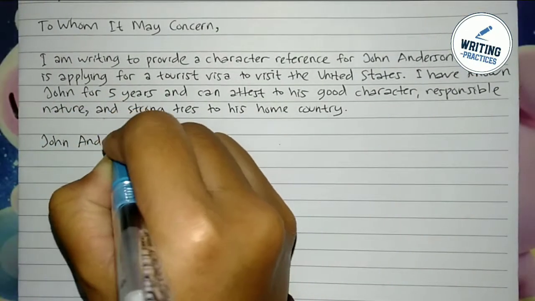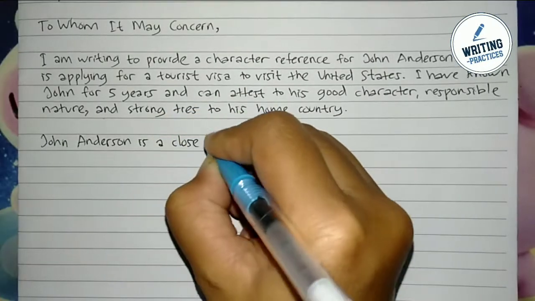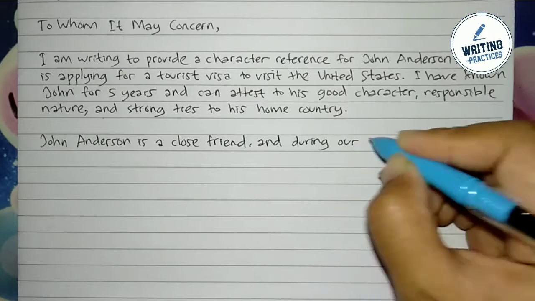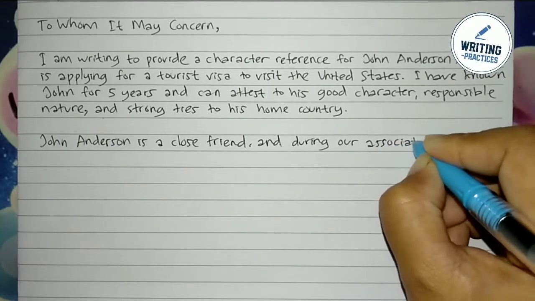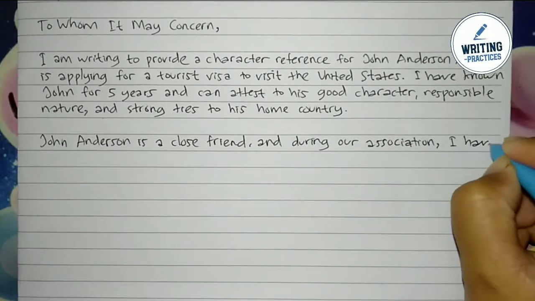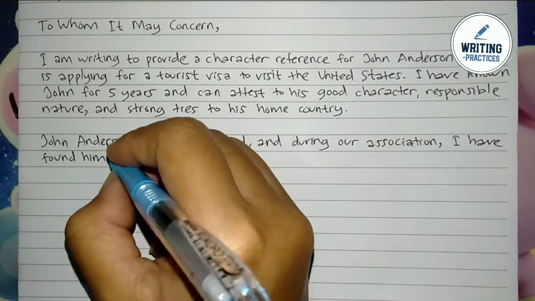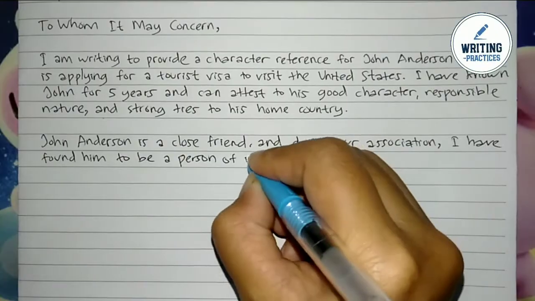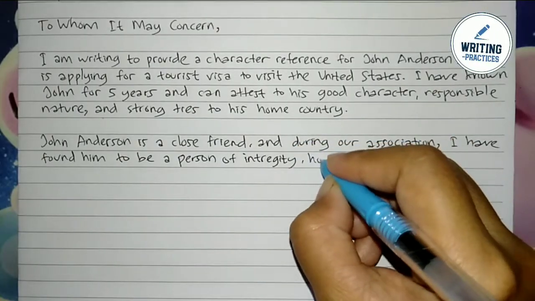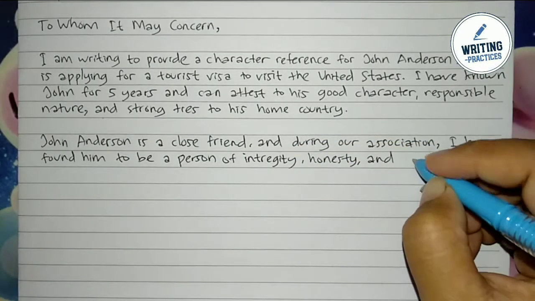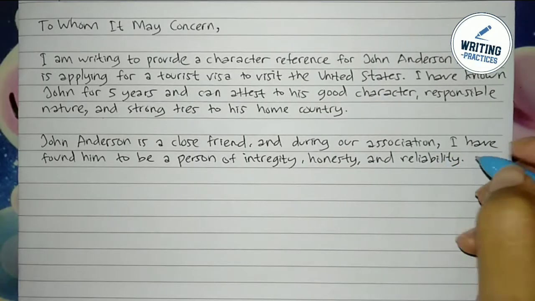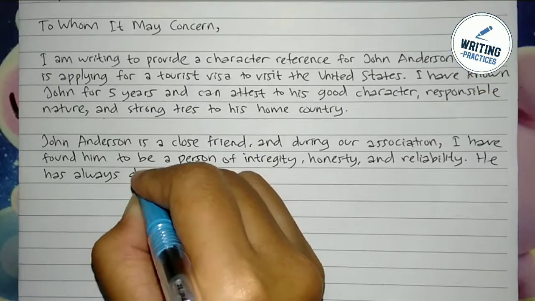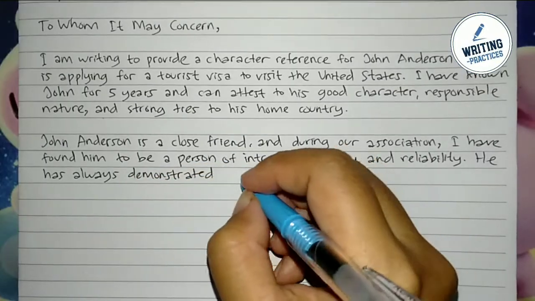For the body paragraph, which is the second paragraph, this is where you talk more about the applicant's good character. The letter here needs to provide specific details about the applicant's character and personal qualities. Mention your relationship too with the applicant. And start describing the applicant. Here is the example. John Anderson is a close friend. And during our association, I have found him to be a person of integrity, honesty, and reliability.